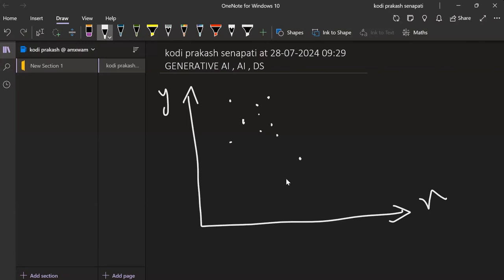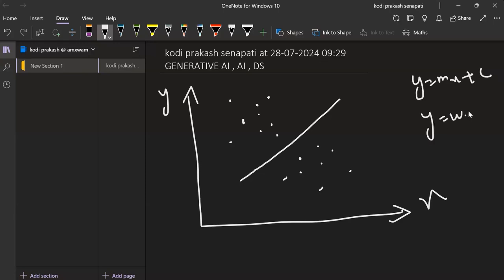Okay. And somewhere are the data points I plot here, guys. Now, if I plot a best fit line, what is the equation of this line? y equal to mx plus c, or I can write y equal to wx plus b. Okay, multiple. Let's see. This is my question. From this side, this point is closer. In simple linear regression, we call this the best fit line.